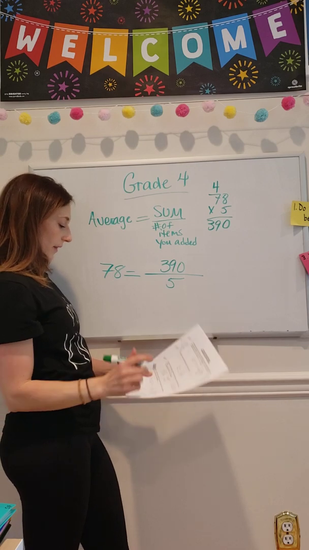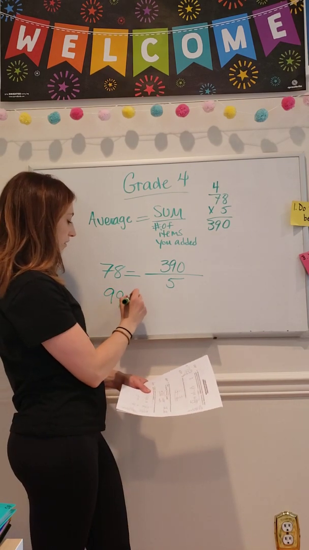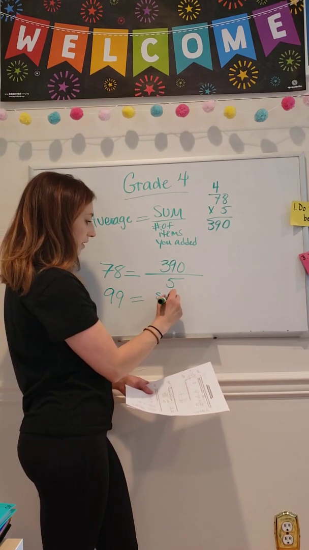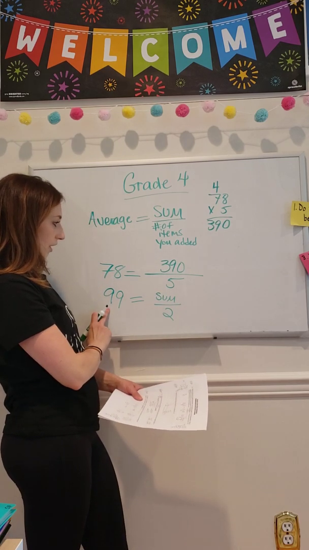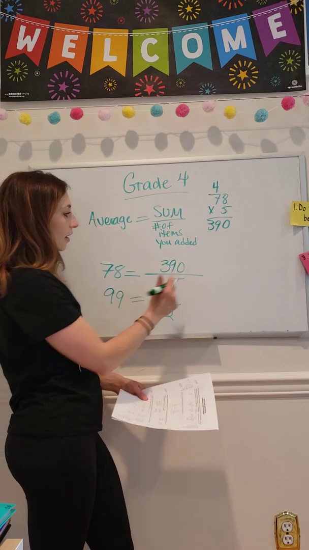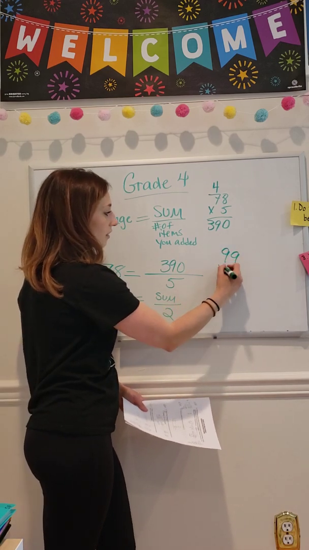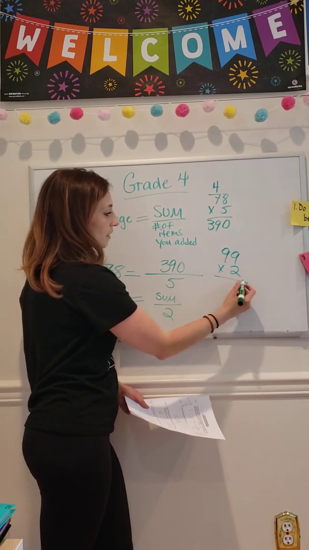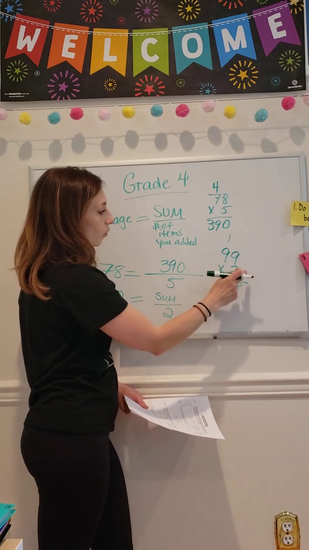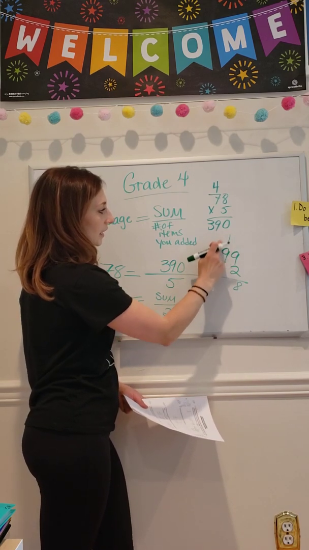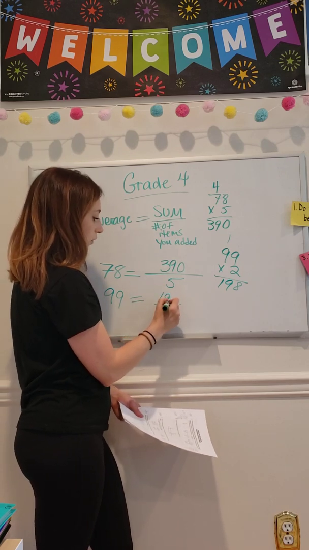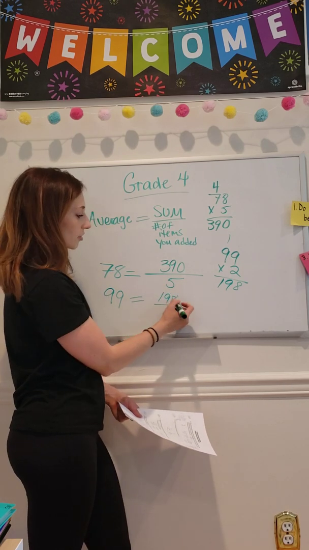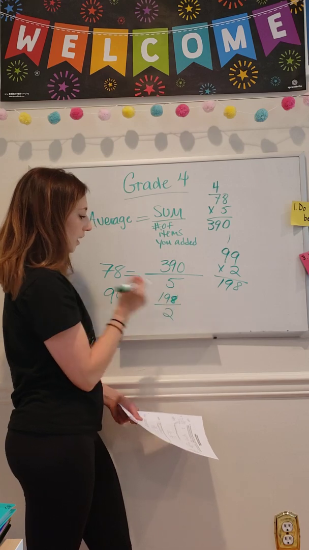On the next 2 spelling tests, he got a 99. So again, we don't know what the sum is, but whatever it was divided by 2 is what gave him a 99. So to find that missing sum, I'm going to do 99 times 2. 2 times 9 is 18. Put down my 8, carry my 1. 2 times 9 is 18 again, plus 1 is 19. So the sum of those 2 tests was 198. So maybe he got like 100 on one test and a 98 on the other, okay?